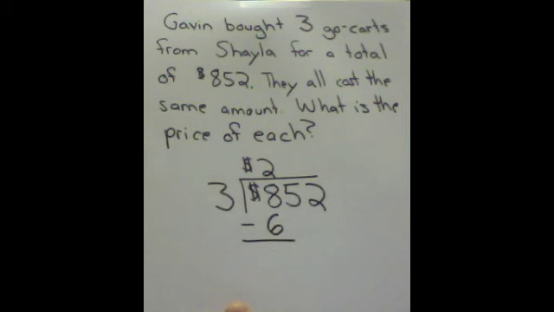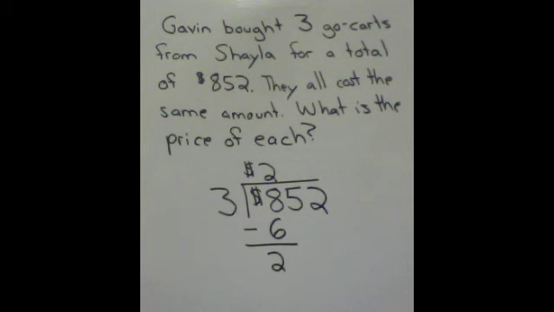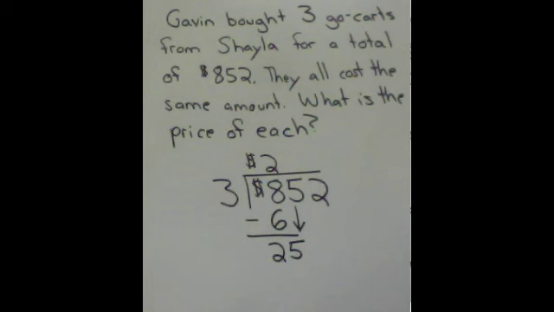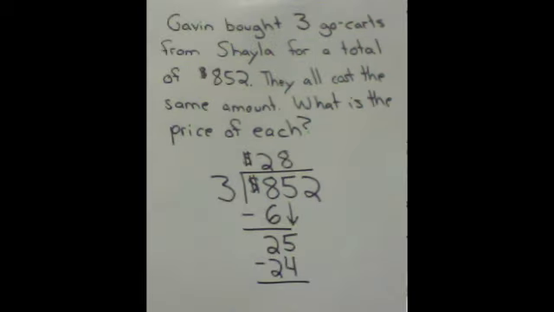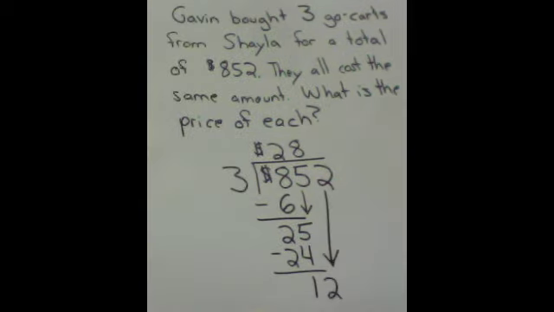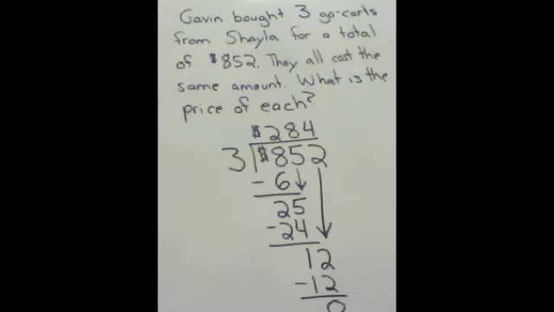Next, we see how many times it would go in. We multiply 3 times 2 and we write our number underneath. We see that 8 minus 6 is 2 and we leave that there. Next, we bring down our 5. We see how many times 3 will go into 25, which is 8 times. Then we multiply 3 times 8 and get 24. We subtract 24 from 25, get a 1, and bring down our 2. Next, we see that 3 goes into 12 4 times, and we subtract with no remainder.